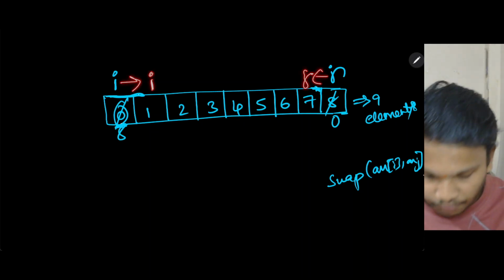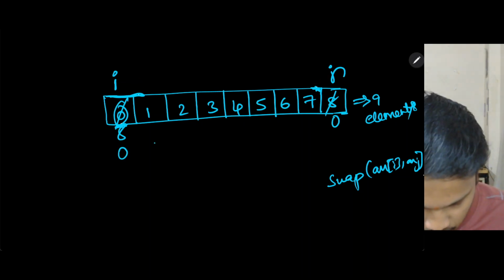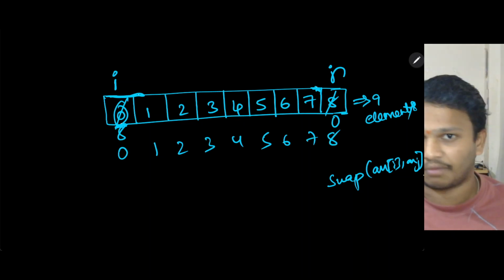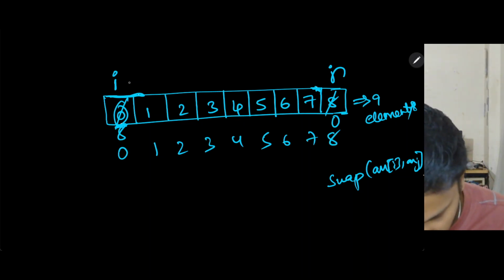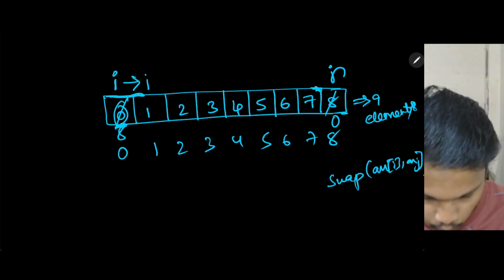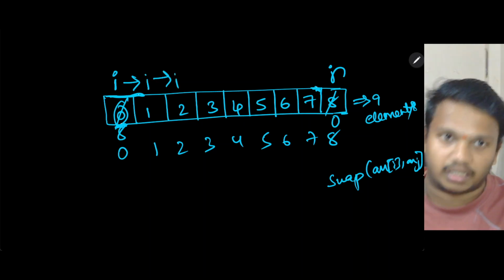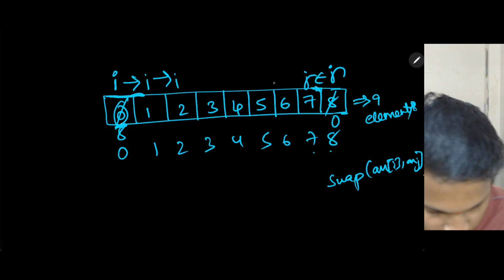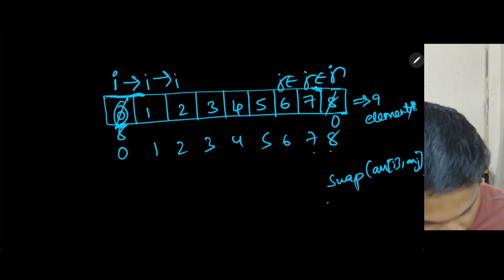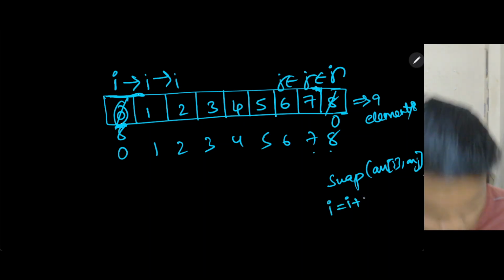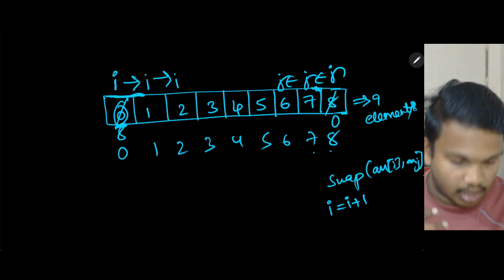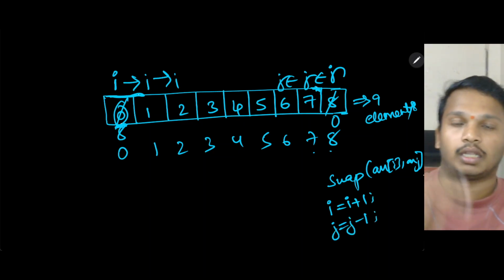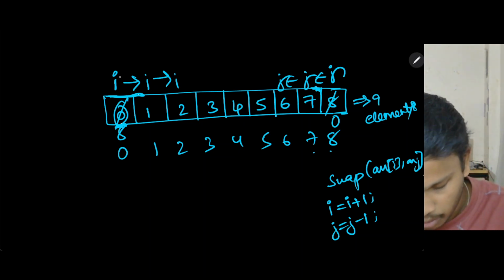Okay, if you observe the array, the indices are 0, 1, 2, 3, 4, 5, 6, 7, 8. These are the indexes of the array. What is happening to the I value? I increments from 0 to 1, 1 to 2, and 2 to 3, like that. The I value will be increasing, and the J value goes 8 to 7, 7 to 6. So after swapping, I is equal to I plus 1. Why? Because we go to the next iteration, right? And similarly, J is equal to J minus 1, right? These are the two changes to the variables I and J.